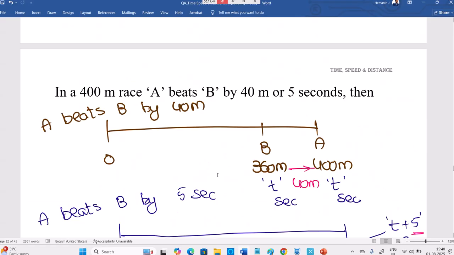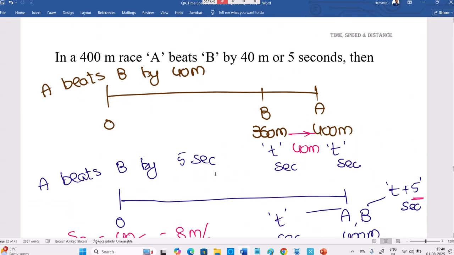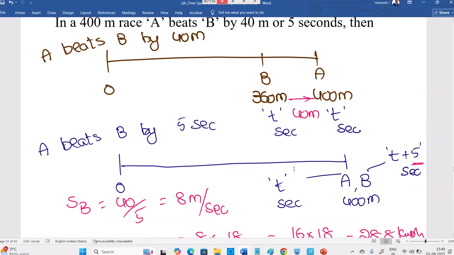This step is not required, you can directly attack it. If they say A beats B by 40 meters or 5 seconds, B's speed is 40 divided by 5. But I explained this because you should understand. If I directly tell you B's speed is 40 divided by 5, you may argue how. This is why understanding the basic statements is required.